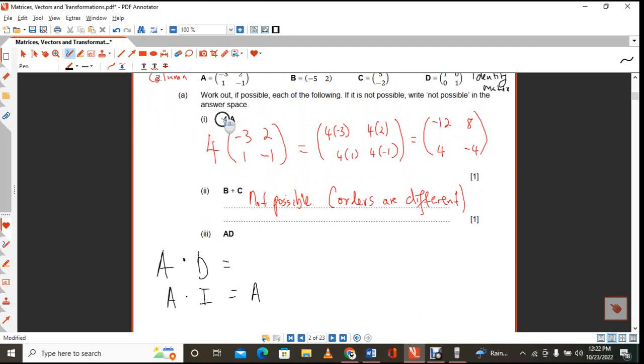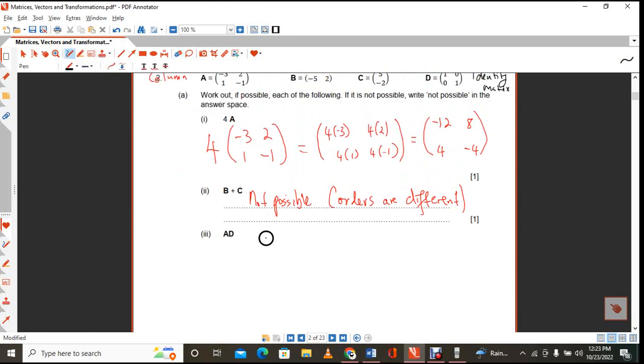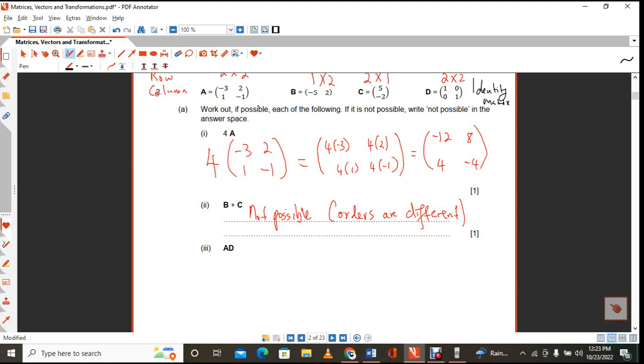I'll just show you in any case when you do that, so that you can see the answer will be exactly the same. All right, so let's take our matrix A. Our matrix A is -3, 2, 1, and -1. So we have got our matrix here, so that is -3, 2, 1, -1. Okay, should be multiplied by D, which is 1, 0, 0, 1.